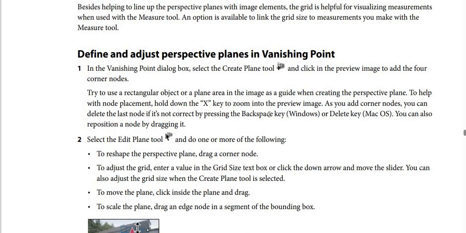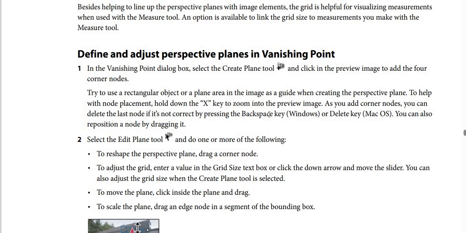Define and adjust perspective plans in vanishing point. So what about define and adjust perspective plans in vanishing point? We have steps. Step number 1. In the vanishing point dialog box, you should select the create plan tool firstly, and then click in the preview image to add the 4 corner nodes, and then try to use a rectangular object or a plan area in the image as a guide when creating the perspective plan.